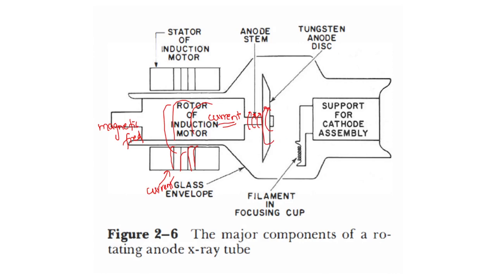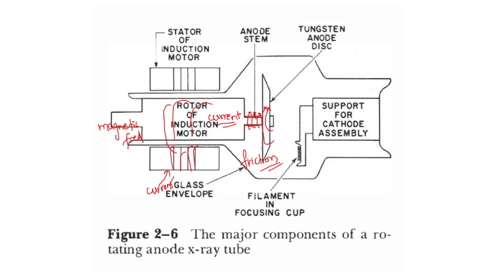Now, this induction motor and the anode disc are connected by this anode stem. This anode stem is made as small as possible so that it can rotate very well. Here there is a copper rotor which rotates, which causes the tungsten to rotate. One important problem with rotation is that friction will develop in the rotating anodes. So this friction will decrease the life of the tube.